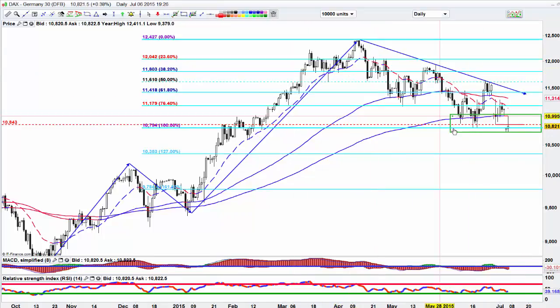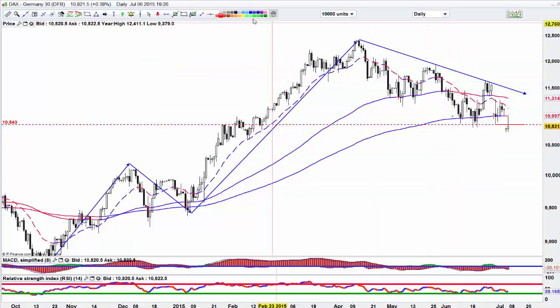In fact, I'm going to take that box out of the way actually. I'm going to keep, oops, I've got rid of the fibs as well. I'm just going to keep this a little bit simpler and just narrow that range down that I'm interested in.